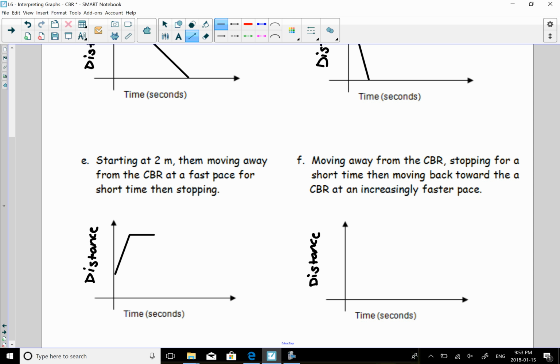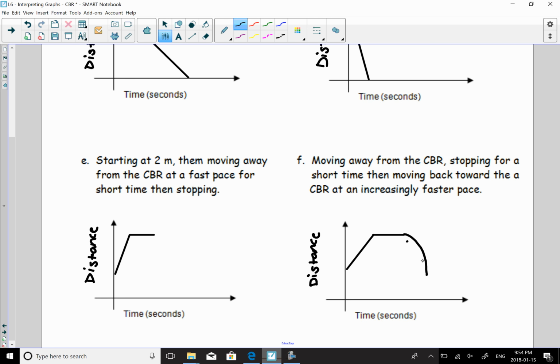And there you go. Moving away, stopping for a short time, then moving back at an increasing speed. So that should be straight because you stop, your distance should not change there. Moving away at a faster speed means I'm going to be getting steeper and steeper lines. So that means it's going to curve downwards. It's getting steeper. It's going from not as steep a hill to a dip.